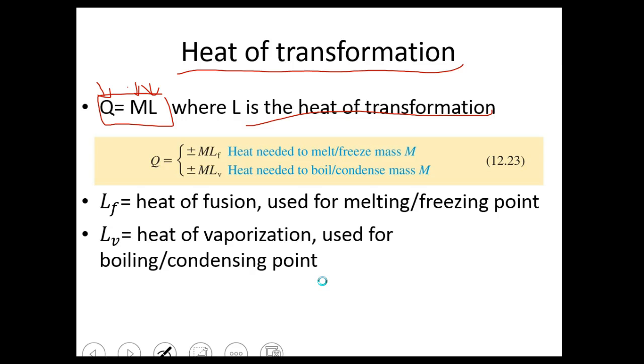The heat needed to melt or freeze something, that first phase change, is L sub F, and L sub F stands for the heat of fusion. There's a nice neat table in your book for these values. Again, you don't have to memorize them. And then L sub V is for that second transformation, boiling or condensing. And so this actually stands for the latent heat of vaporization, used to boil or condense something.